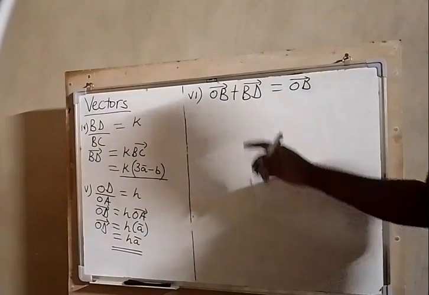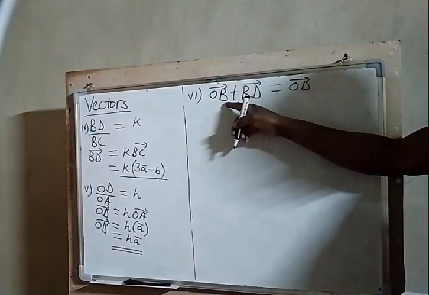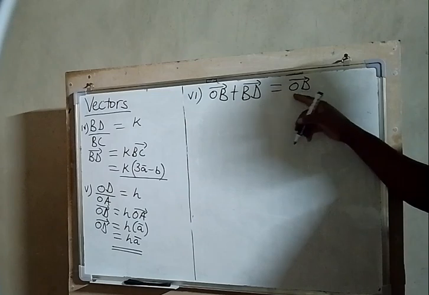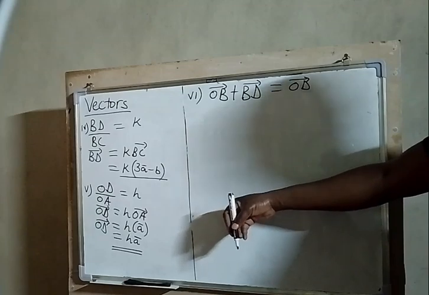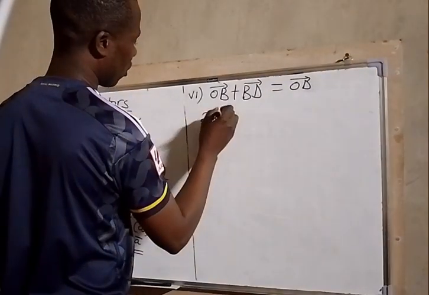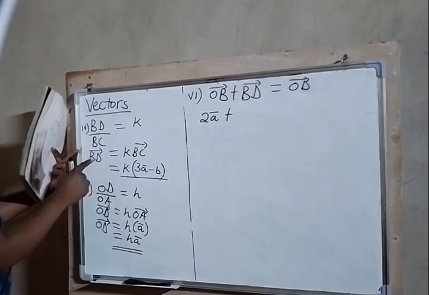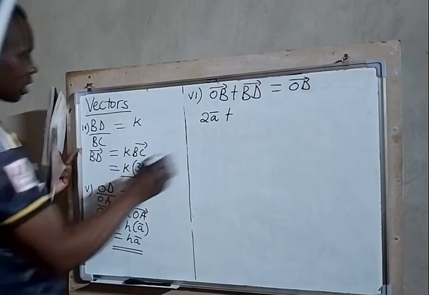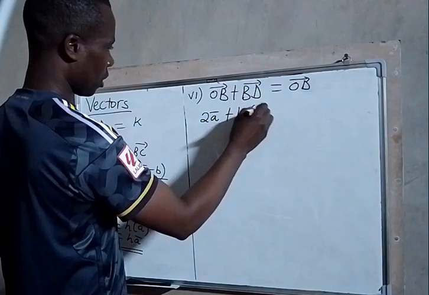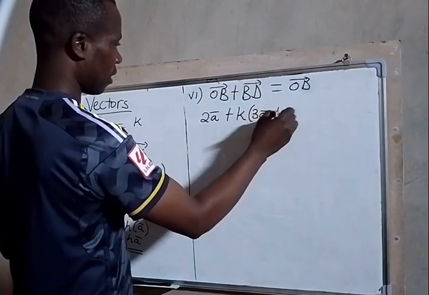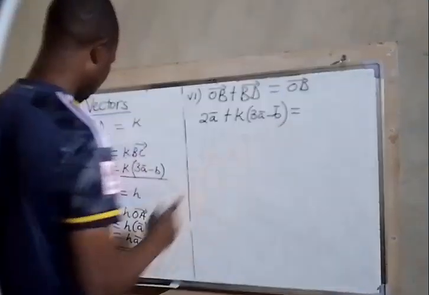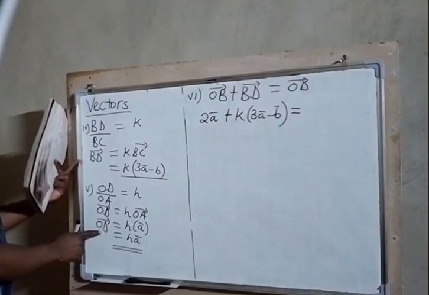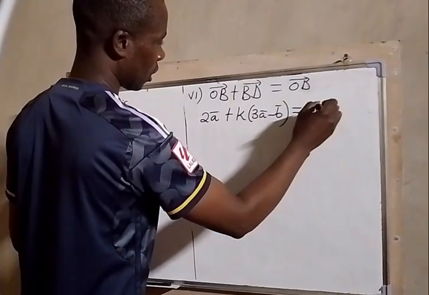So let's go back to the diagram, check. Vector OB plus vector BD is the same as vector what? OD. And we have vector OB as 2A. So vector OB is 2 vector A on the diagram plus vector BD. This is our vector BD. We've calculated it already. So it's K into 3 vector A minus vector B, which is equal to vector OD. This is vector OD on the whiteboard there. So it's equal to HA.